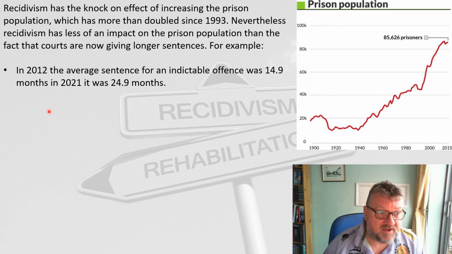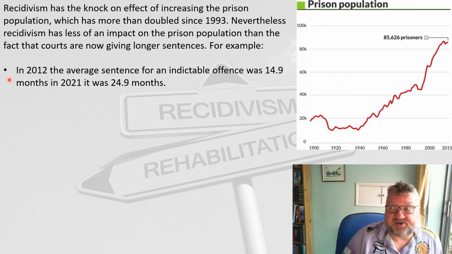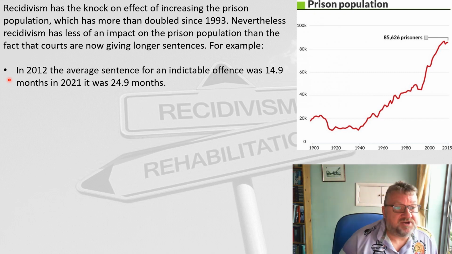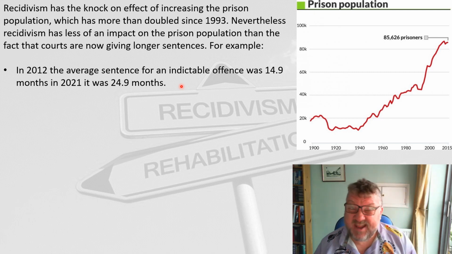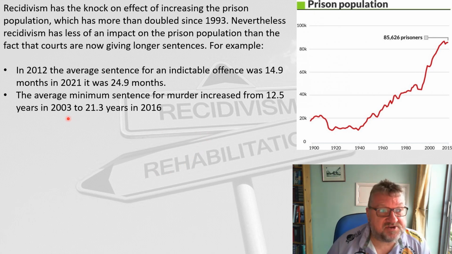So for instance, to give you some grist to the mill, in 2012 the average sentence for an indictable offence was 14.9 months if you took them as an average. In 2021, 24.9, so nearly double. The average minimum sentence for murder has increased from 12.5 years in 2003 to 21.3 years in 2016. I couldn't find any stats on that. I think it's much the same though.